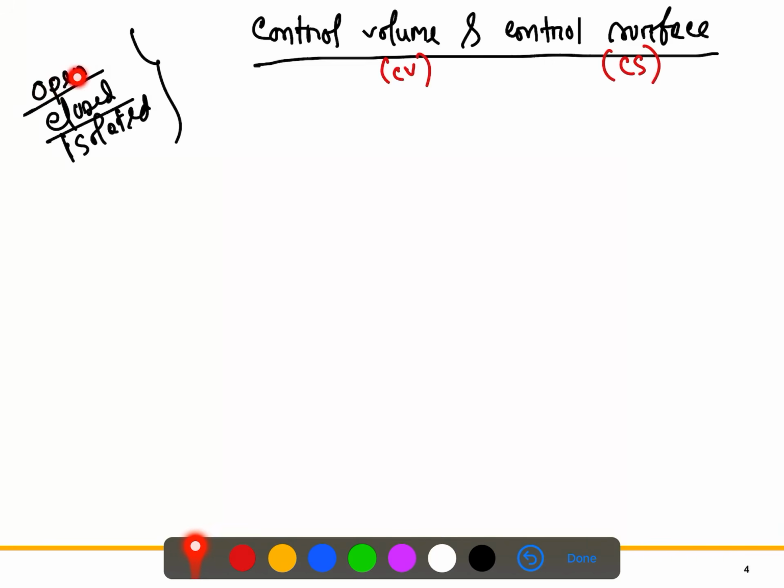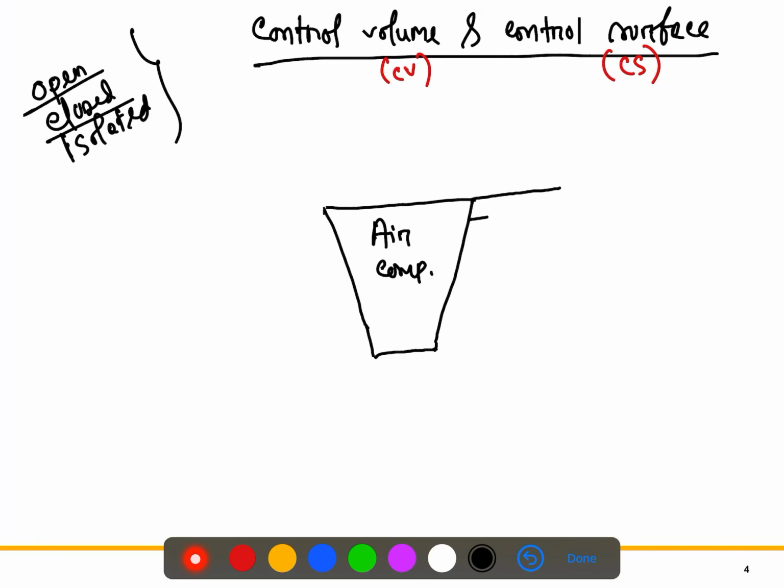So today we are going to discuss an air compressor as an example, because an air compressor is an open system. This week we are doing the air compressor experiment. So let's draw this first and then I will slowly explain. Let's say this is the air compressor. We have, let's say, this is the inlet, this is the outlet. So what we said, this is an open system.